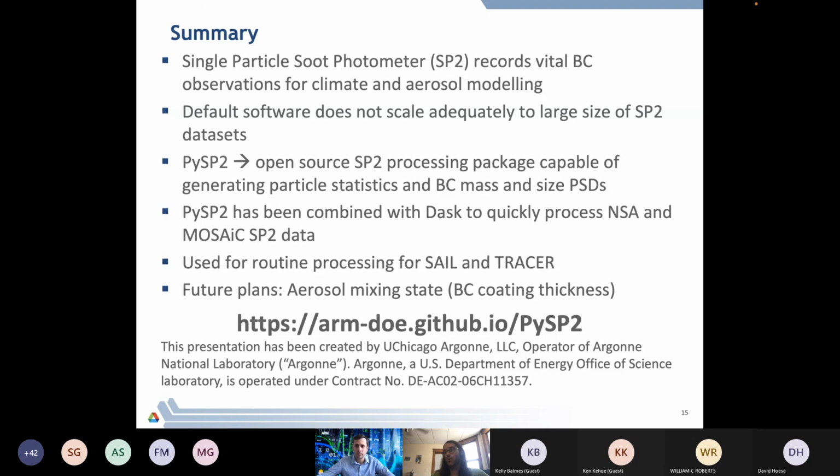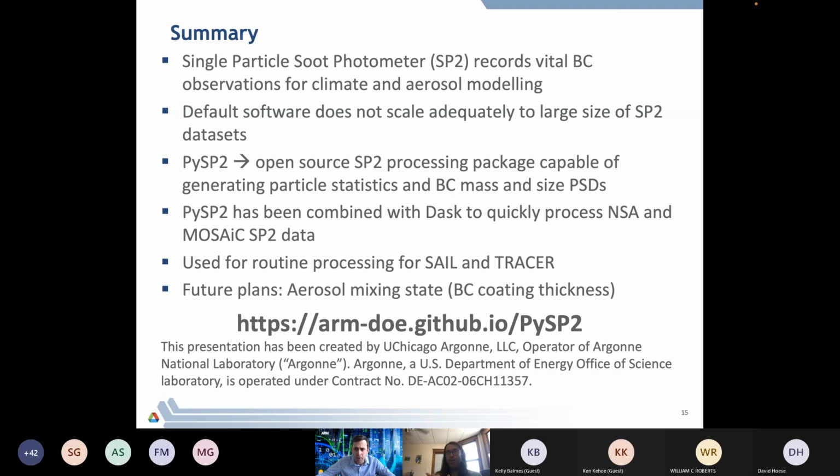And another question is, is it possible to get black carbon mixing state info using PySP2? That is actually our future plan for an ENG that we're going to be submitting this year to get ARM to support. So it will be a future feature of PySP2.